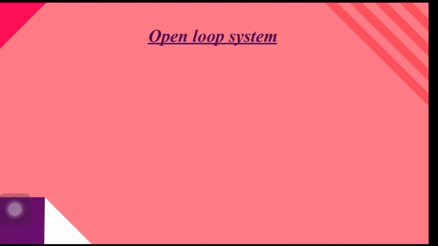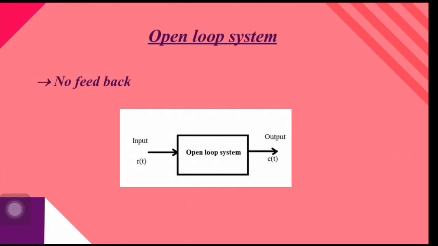A system which does not automatically correct the variation in its output, or a system in which the output quantity has no effect upon the input quantity, is known as an open loop system. This means that the output is not fed back to the input for correction. You can see a schematic diagram of an open loop system here. R of t is the input applied and C of t represents the corresponding output produced.